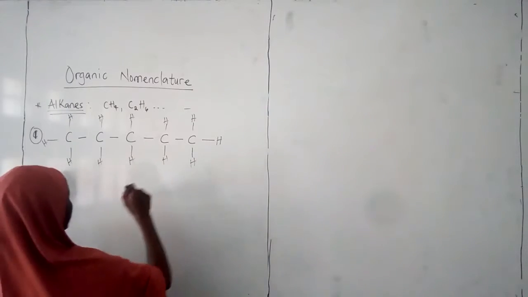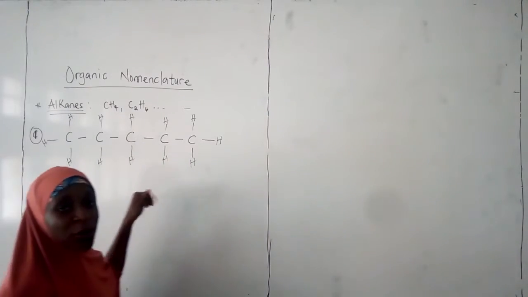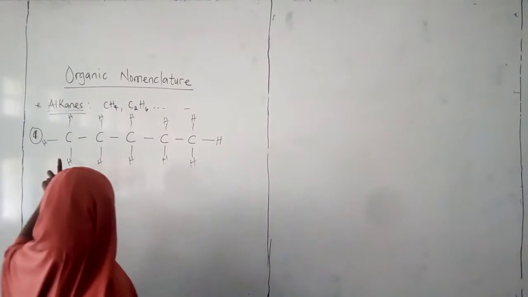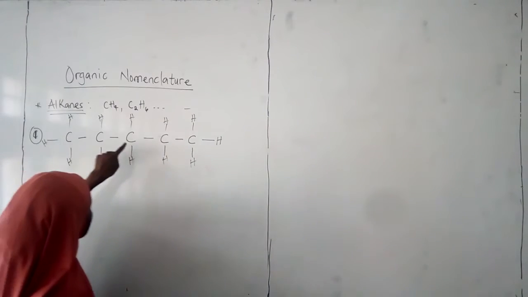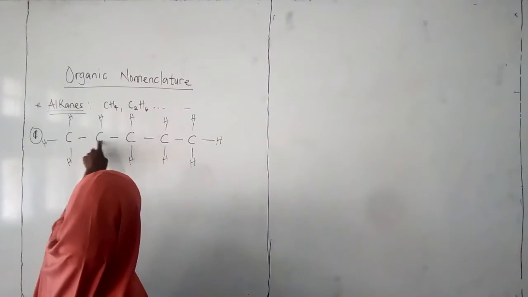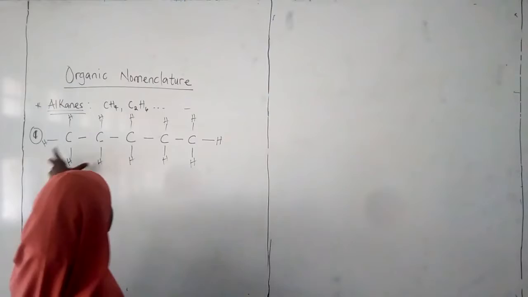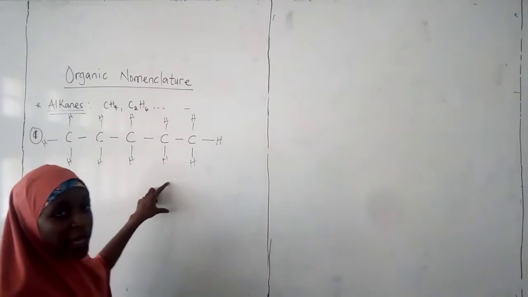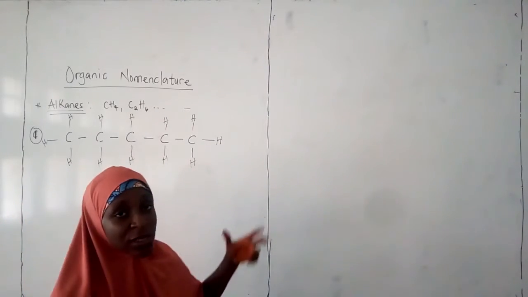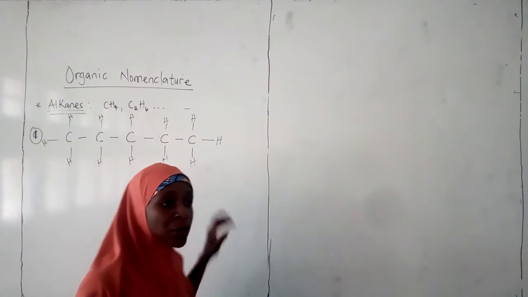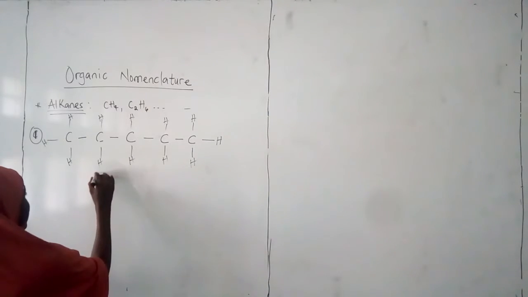Let's start with the unbranched alkane. Now, this is an unbranched alkane. It has 1, 2, 3, 4, 5 carbons. And we know an alkane containing 5 carbons is known as pentane.